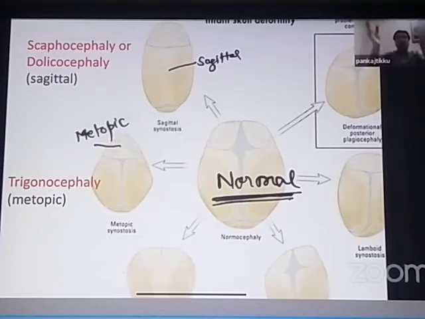When there is an elongated boat-shaped head, it is known as scaphocephaly or dolichocephaly. When there is a triangular head from the front, it is known as trigonocephaly. So scaphocephaly is boat-shaped head, trigonocephaly is a triangular head. Scaphocephaly or dolichocephaly is the type of craniosynostosis which is because of premature fusion of the sagittal sutures. Trigonocephaly is because of premature fusion of the metopic sutures.